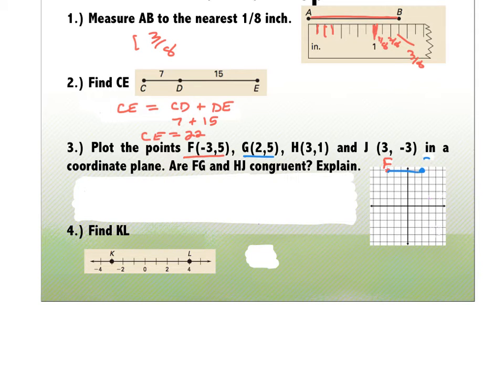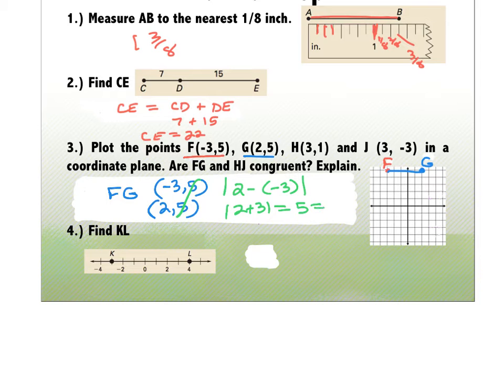If I connect these two and make segment FG, to find the length of FG, I can take the 2 ordered pairs that represent F and G. I'm not using the Y out of this ordered pair, because it's the same. I can go ahead and subtract big minus small of the X's, absolute value the result, and the length of FG is going to be 5.